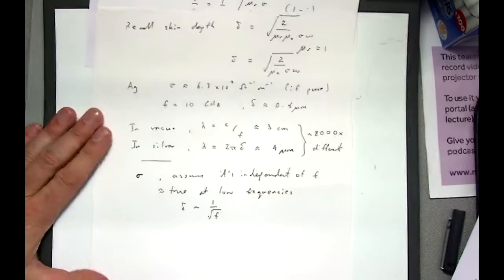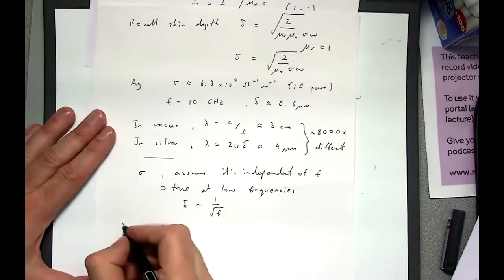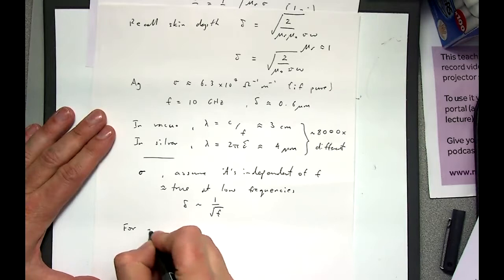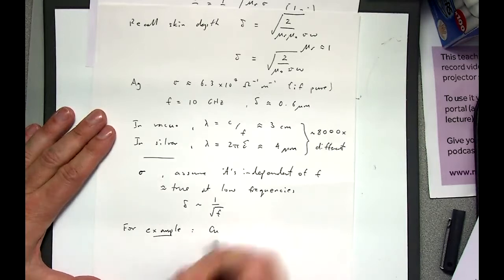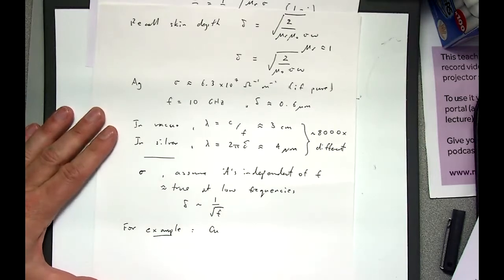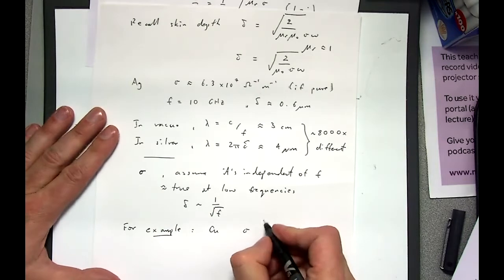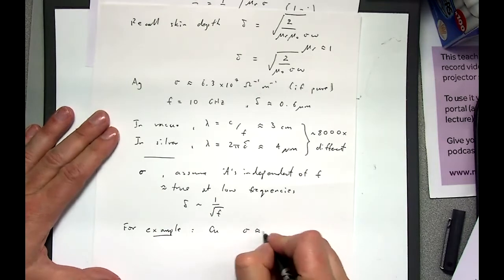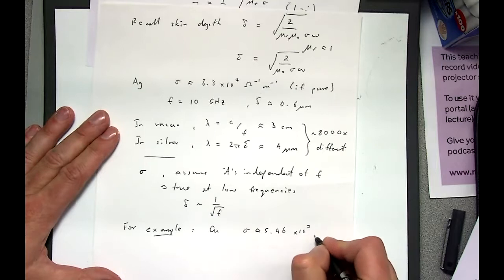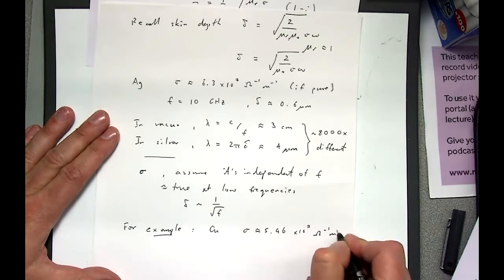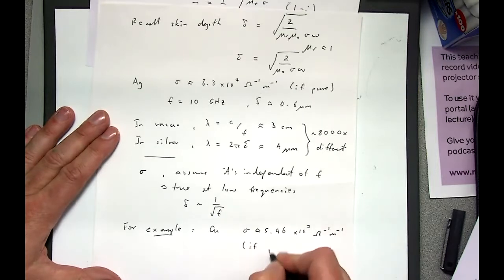So let's look at another metal. Let's try copper. I can't remember how much copper costs. Okay. So we've got copper. Well, its conductivity is not far off 5.96 times 10 to the 7 per ohm per meter. Okay, and then you're going to say if pure.